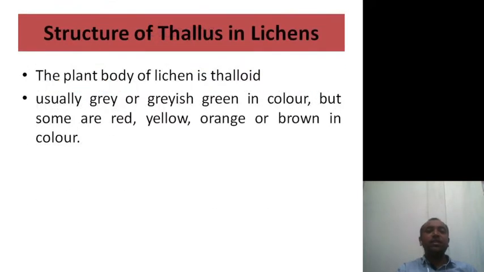So let us see the structure of a thallus in lichens. The plant body is thalloid, as we said, we cannot differentiate between the roots, stems and leaves. Usually gray or grayish green in color, but some are red, yellow and range in different colors.